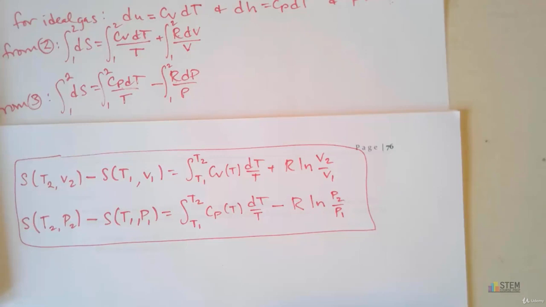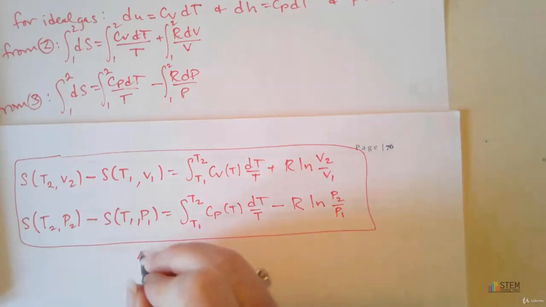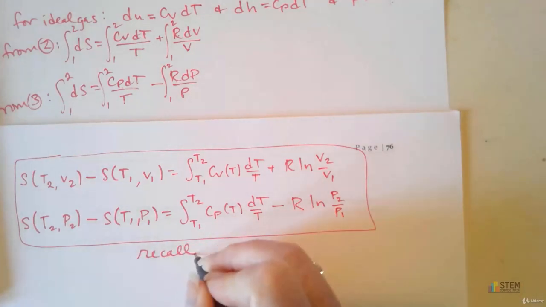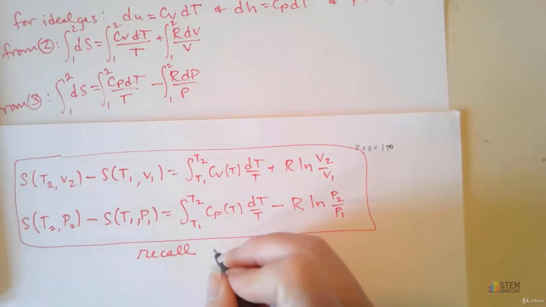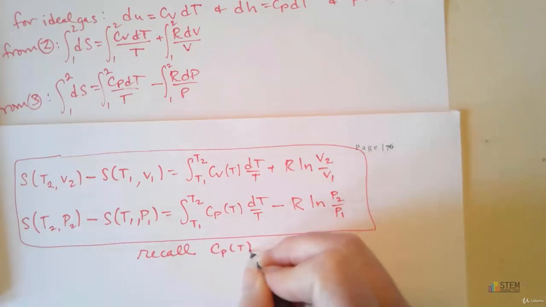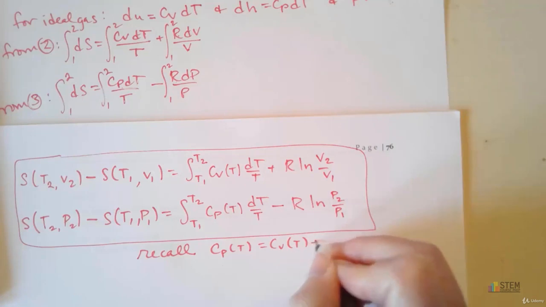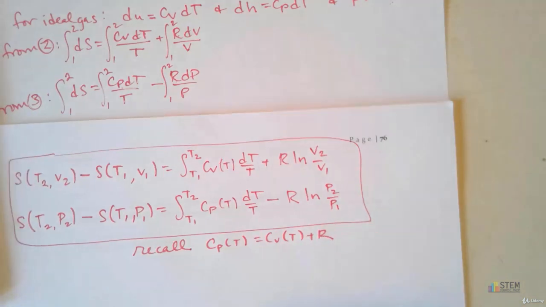One more thing that we need to recall. Recall the difference between CP and CV at a given temperature is just going to be that gas constant R.